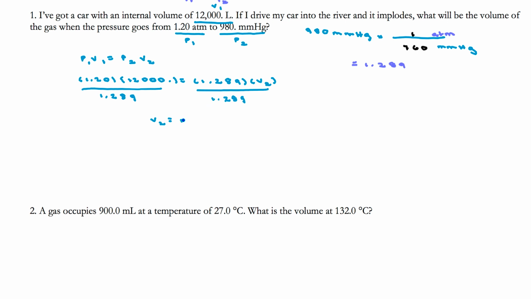And what I get unrounded is 11167, let's say 3. Okay, let's figure out sig figs. So right now, 12,000 has 5 sig figs. 1.20 has 3, and this has 3 as well. So I need just 3 sig figs, 1, 2, 3. So this is going to round to 11,200. And my units here, because my units for the other volume were in liters, are going to be in liters.